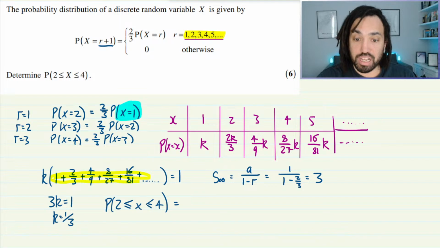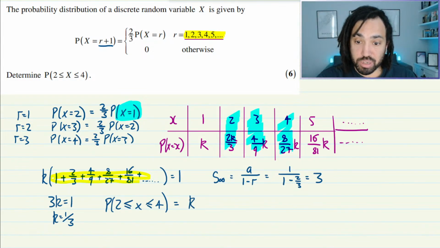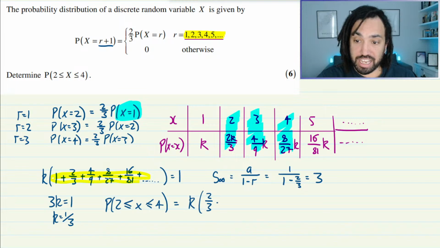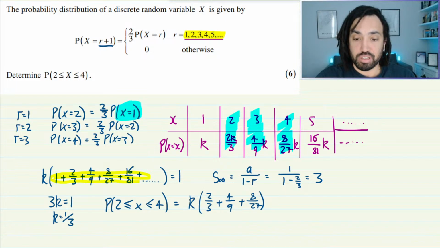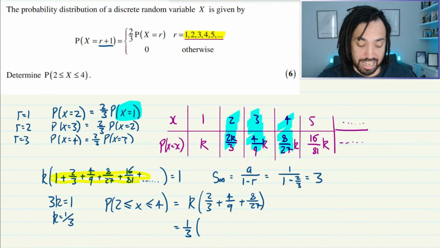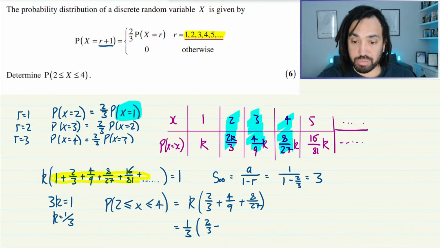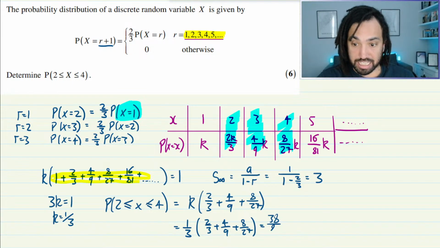It's between 2 and 4. So which ones is that going to be? It's going to be this one, and this one. So adding them up, we're going to get 2/3 of k and 4/9 of k and 8/27 of k. We know k is 1/3. We can add these all up. I don't actually know what it's going to give me, but this is all just calculation now, which is all good. And that gives me a total of 38/81.